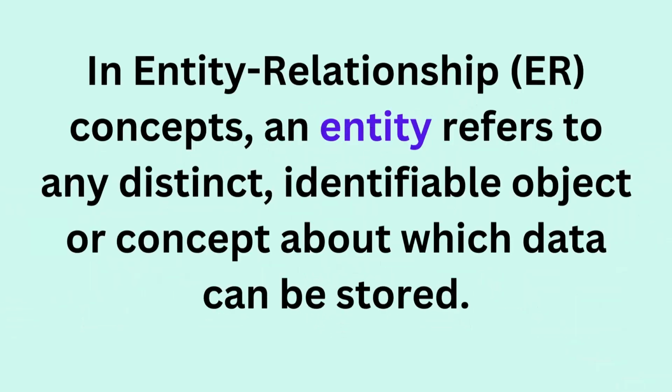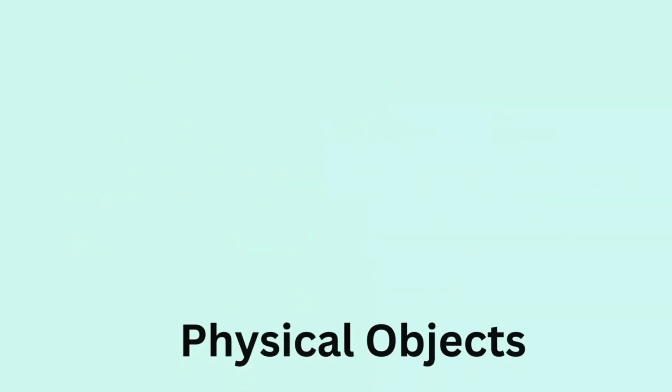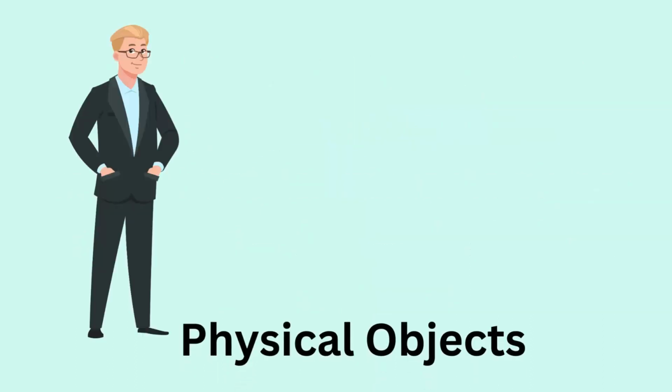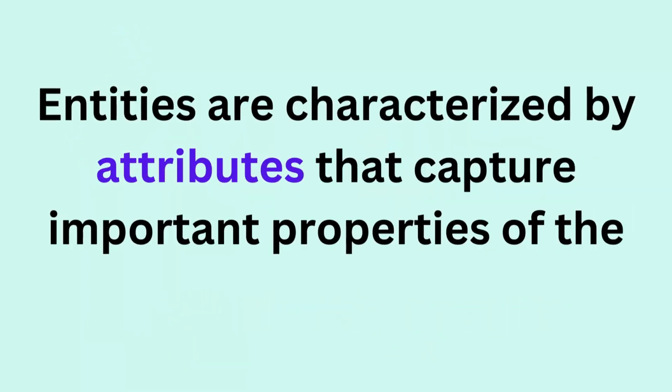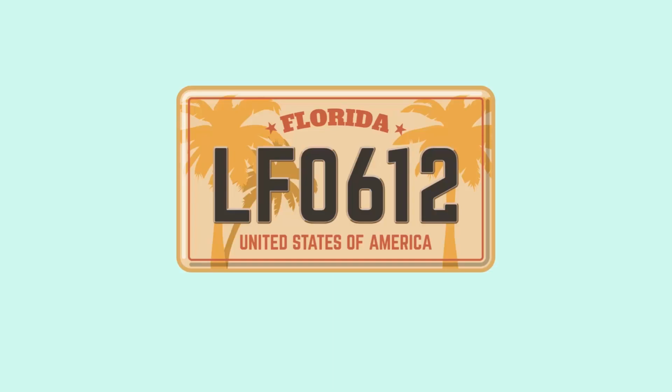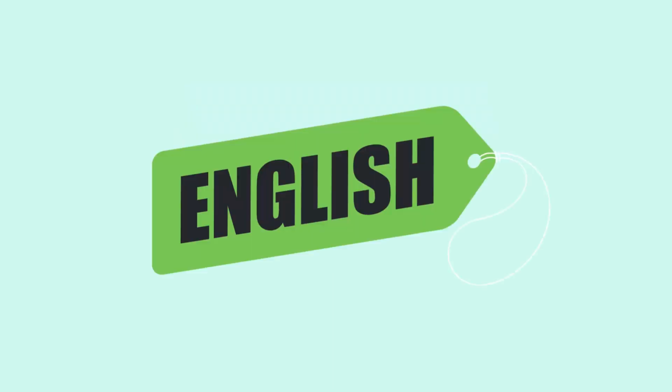Entity. In entity relationship concepts, an entity refers to any distinct, identifiable object or concept about which data can be stored. This includes physical objects, such as a person, car, or house, as well as more abstract concepts like a job or a course. Entities are characterized by attributes that capture important properties of the entity, such as a person's name, a car's license number, or a course's title.